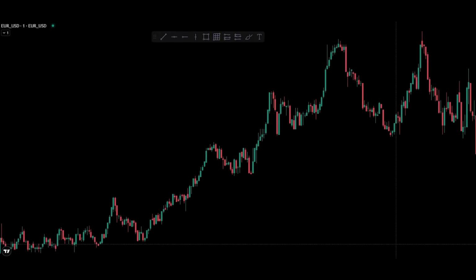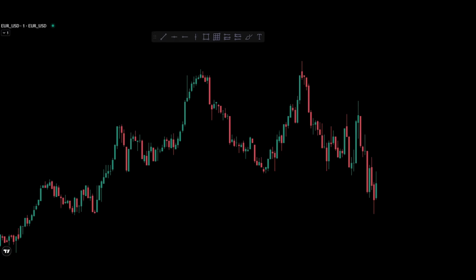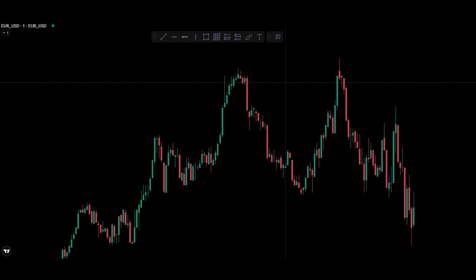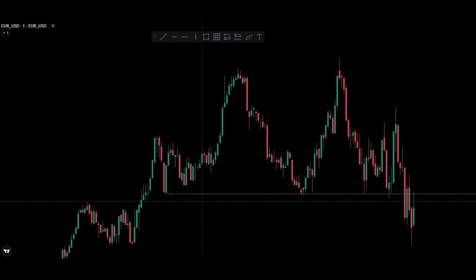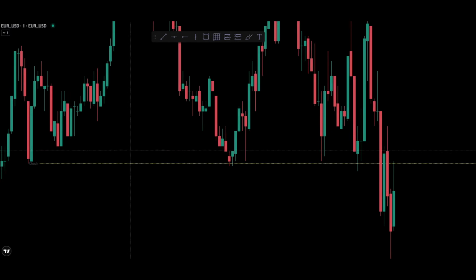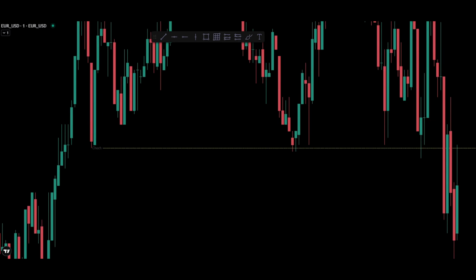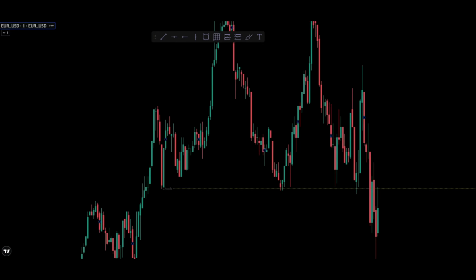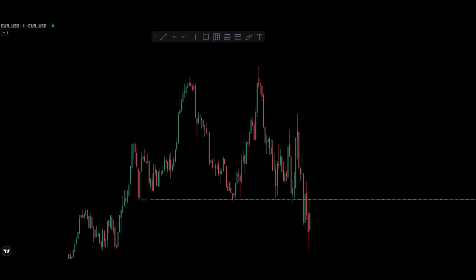On a chart, the market keeps making higher highs and higher lows. Then one candle breaks the most recent low, even by a single point. Buyers are weakening and sellers are stepping in.